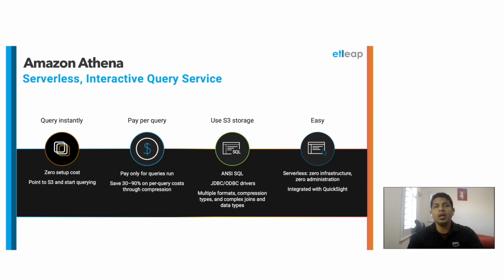Athena queries data directly in Amazon S3, and there are no additional storage charges beyond the original S3 cost. It provides an ANSI SQL interface, JDBC and ODBC drivers, and can handle multiple file formats and compression types. Again, it is easy to handle, which means it is serverless, of course, with zero infrastructure to manage and zero administration to do, and hence a very good candidate to explore your data lake really fast.